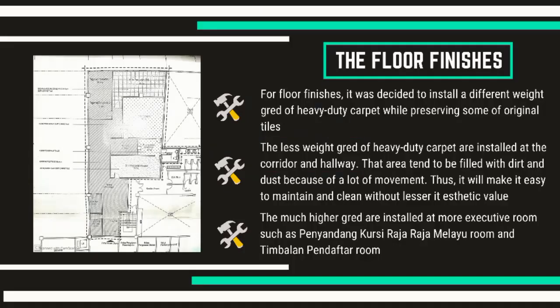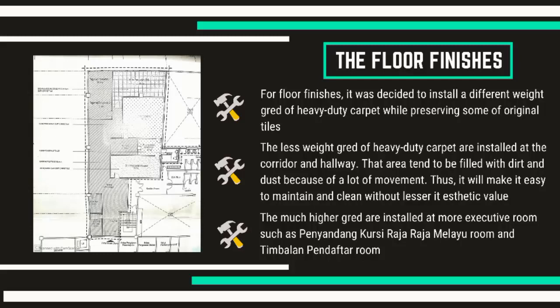The next one is the floor finishes. For the floor finishes, it was decided to install different grades of heavy-duty carpet while preserving some of the original tiles. The lighter grades of heavy-duty carpet are installed at the corridor and the hallway. Those areas tend to be filled with dirt and dust because of a lot of movement. Thus, it is easier to maintain and clean without losing its aesthetic value.